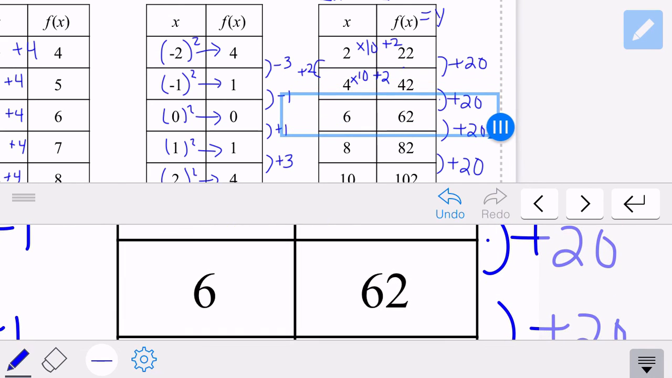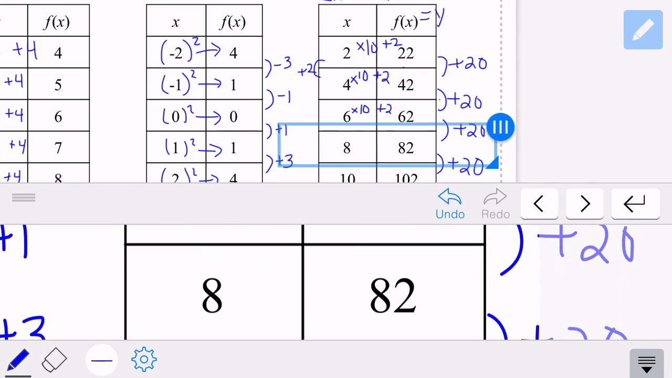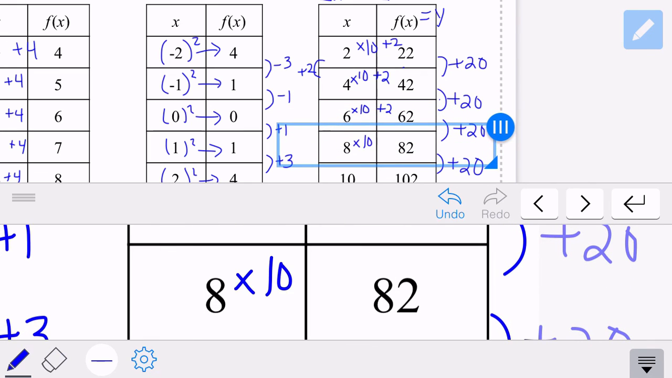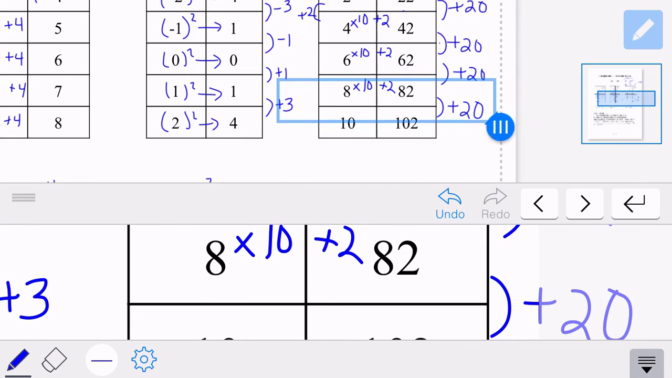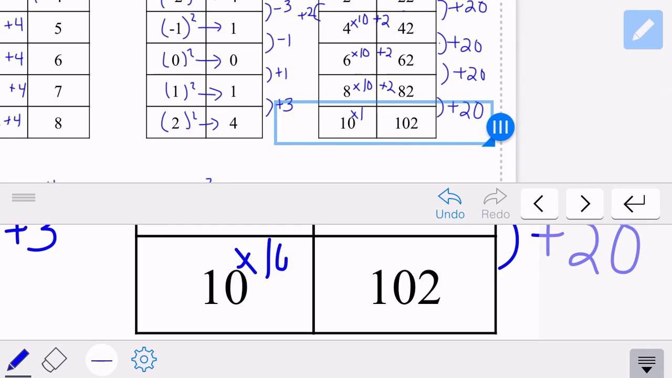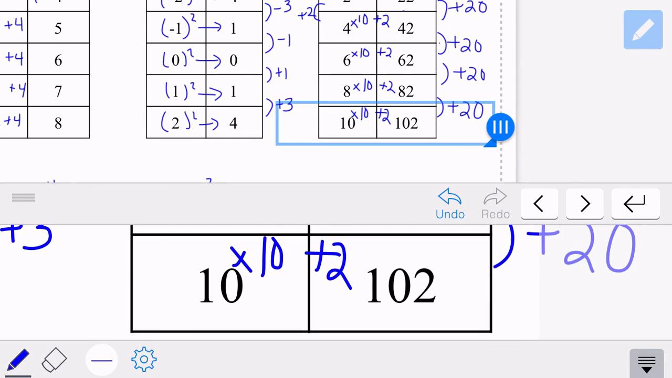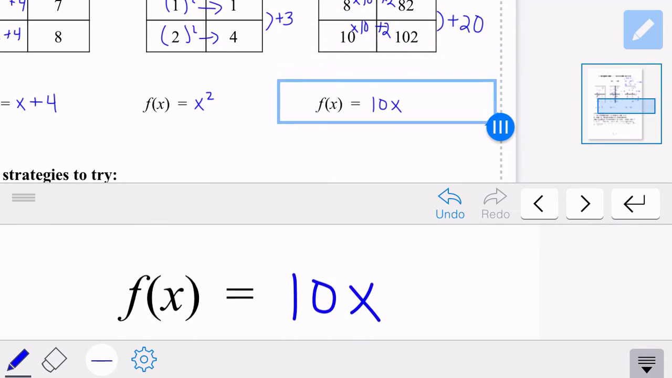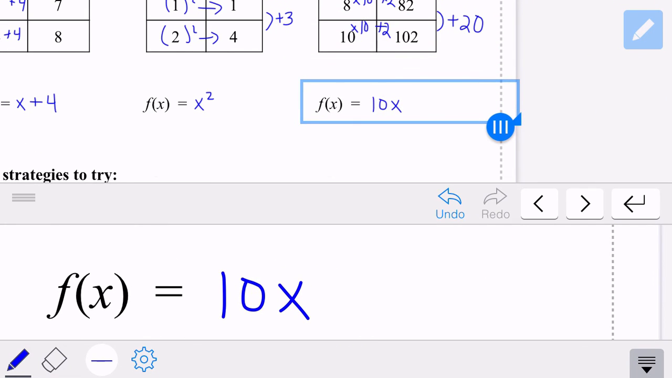Keep on going. 6 times 10 gives me 60. And then plus 2 is going to give me 62. 8 times 10 gives me 80, plus 2 gives me 82, so we're looking pretty good. Last but not least, 10 times 10 gives you 100, and then plus 2 will give you 102. So that's what our function is going to need to be. We have our 10x, and then after that we just have to tag on a plus 2.